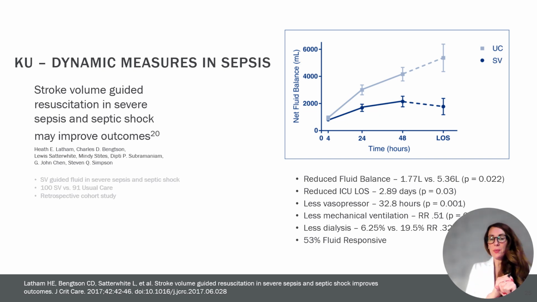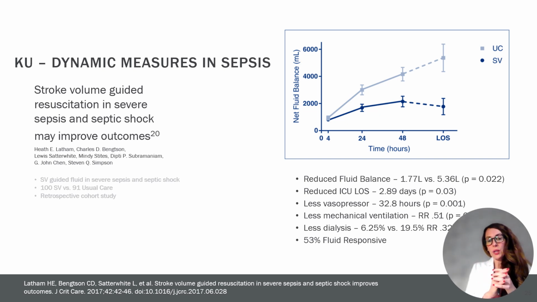After the weight-based fluid, they were split into two groups. So the usual care group, patients got fluid according to usual care, so if they were hypotensive, tachycardic, oliguric, etc. And then in the stroke volume guided group, patients only got fluid after the weight-based fluid if they were fluid responders. So they had a dynamic assessment done. All the same clinical triggers applied. They were hypotensive, tachycardic, oliguric, but they got a dynamic assessment first and only got fluid if they were fluid responsive. So let's break down the outcomes, look at the difference between the two groups.